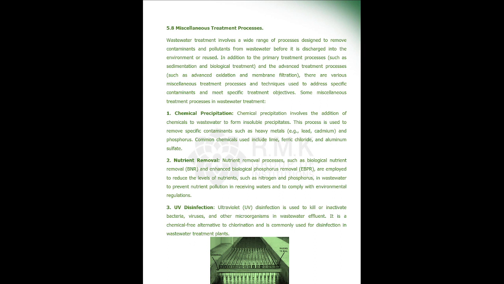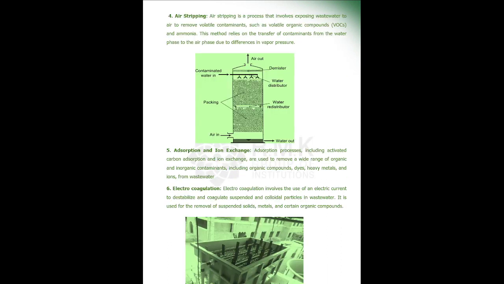Then nutrient removal, BNR. What is BNR? Biological nutrient removal. And we also have one more, EBPR, enhanced biological phosphorus removal. These are the methods used to remove the nutrients. The nutrients mainly contain nitrogen and phosphorus in wastewater, which will be effectively removed. Then comes UV disinfection. You pass UV radiation, and this UV radiation kills the microorganisms or pathogens which are there in the wastewater.